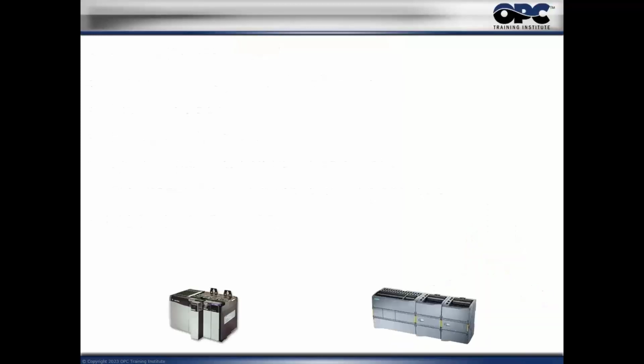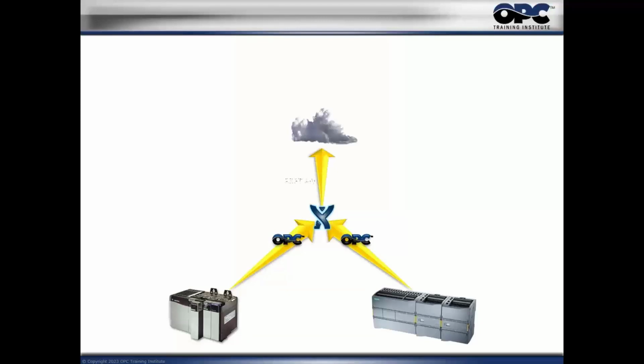So here's what we're talking about. We've got a couple of controllers here. It doesn't really matter what they are. We want to take this information from the controllers and bring it in with OPC, as you see over here. And we want to take this information out into an application, in this case, which is what I will show you, using REST API.